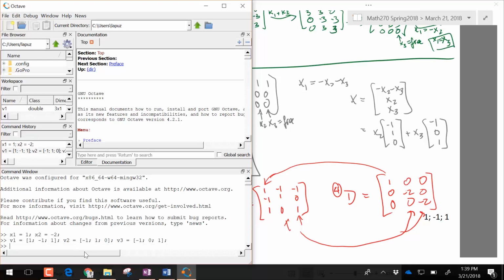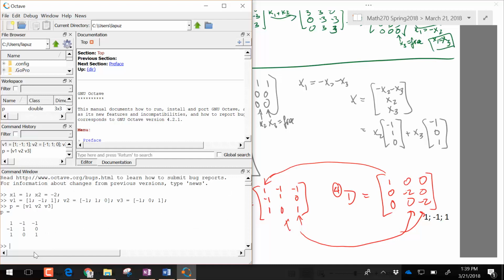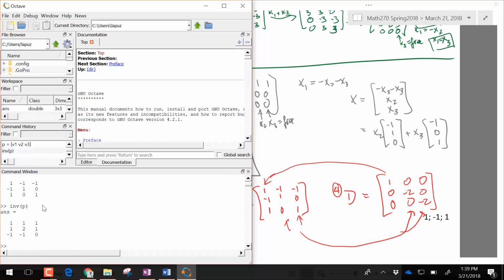All right. So according to this, my P matrix is made out of v1, v2, v3. And then I have my inverse of that. It looks like it's a pretty nice inverse. There's no fractions or weird numbers like that. And I need to make a diagonal. I think I can do a diag.